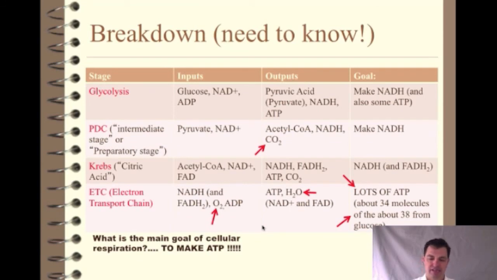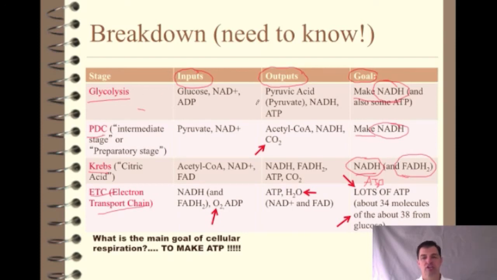So once again, this is a summary just to show you all the steps together. We started with glycolysis, then the PDC, then the Krebs cycle, then the electron transport chain. What you want to keep in mind is what went into each reaction, what comes out of each reaction, and what was the main goal. In glycolysis, the PDC and the Krebs cycle, although we make some ATP, what's really important is that we're making NADH. We're transferring the energy from the food molecules, breaking it down to make NADH, as well as a little bit of FADH2 too.